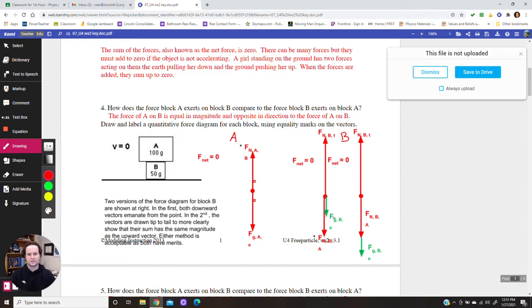And what we see here is a force of A on B, that's this one, and we have a force of B on A. Those two should be the same size. So that's your equal and opposite force pair. The force of A on B is equal in magnitude and opposite in direction to the force of B on A.